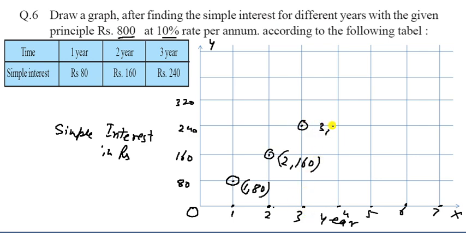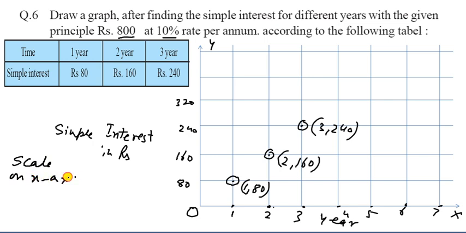Now in the second, 2 years it is 160, so you can write 2 and 160. And for the third year it is 240, so you have to write here 3 and 240. So that is the representation of the graph. The point is plotted on your graph in this manner.